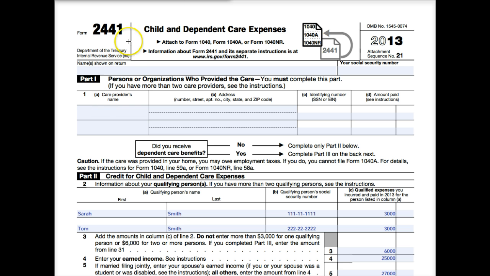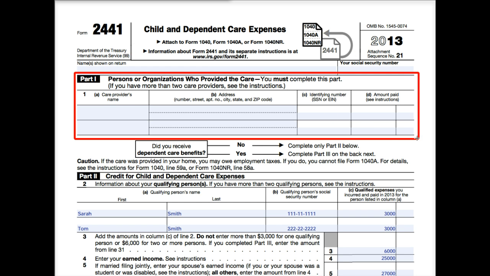First thing, at the start, you need to put your name as shown on your return. And usually that's always going to be the primary taxpayer. So if you're married, whoever you put first on the 1040 on the front page would go here along with their social security number.